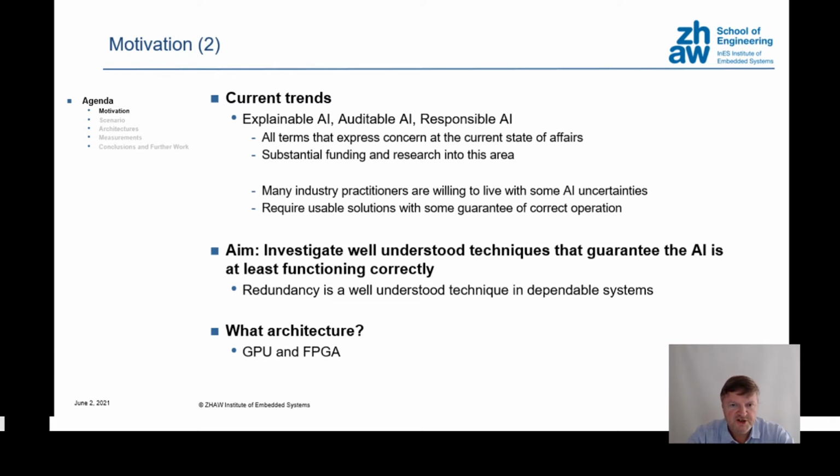So we're providing a contribution in this area, and our first step is to investigate well understood techniques to try and guarantee that the AI is functioning correctly. We're not looking at the models, but we're looking at the implementation layer. And in this area, redundancy is a well understood technique, has been well applied in industry and well understood by industry, and typical for dependable systems. Neural networks are a computationally expensive implementation, and we need platforms that can handle this computational expense within temporal limits. And GPUs and FPGAs tend to be the platforms of choice in this area.